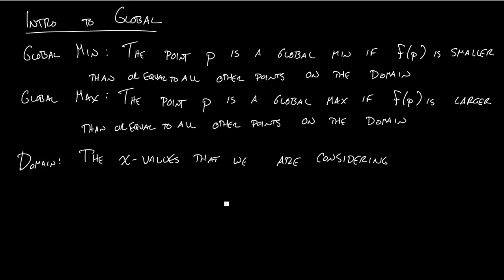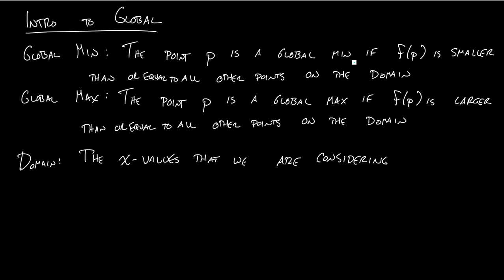And now on to the great section 4.3. We are looking at global mins and maxes. And so what does the definition of this thing mean? All right, so the point P is going to be a global min of my function if f of p is smaller than everything else, right? That kind of sounds about right.